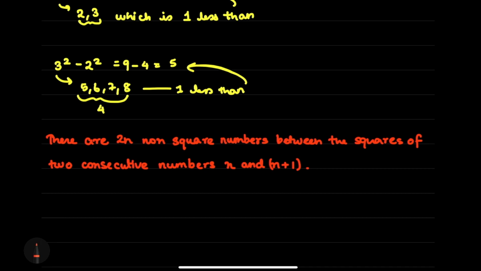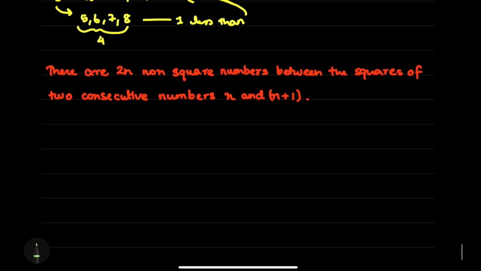So we come to a point where it means that there are 2n non-square numbers, that is 5, 6, 7, 8, between the squares of two consecutive numbers n and n plus 1, that is 2 and 3. So this was our first observation.